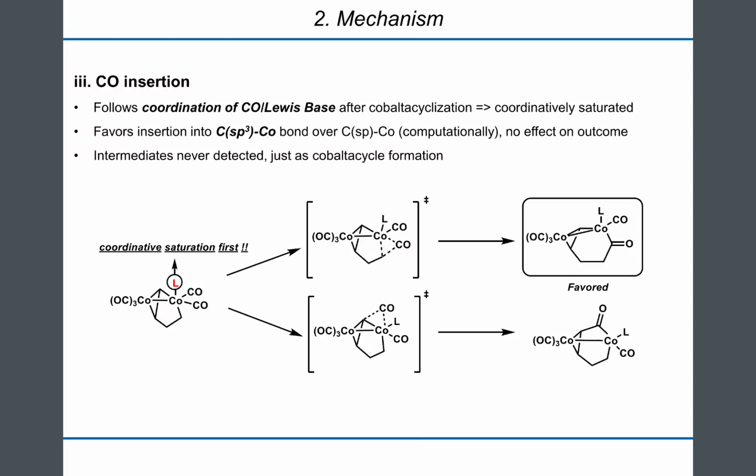The selectivity between these two bonds is of no importance because either way will lead to the same product, and the following steps are very fast. Computational studies suggest that the sp3 carbon-cobalt bond is favored.